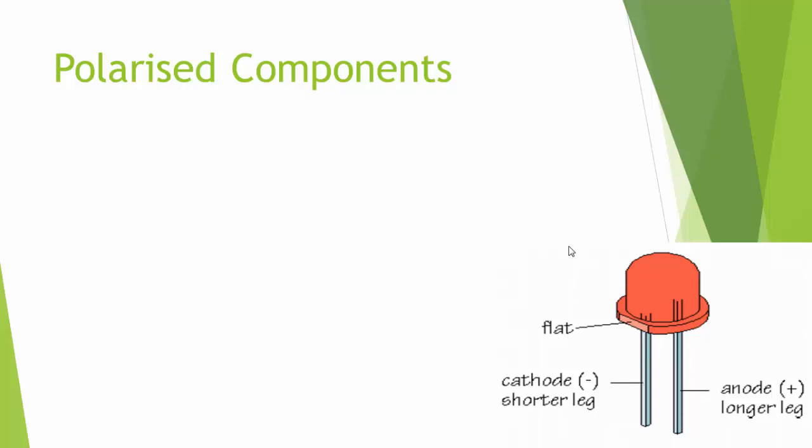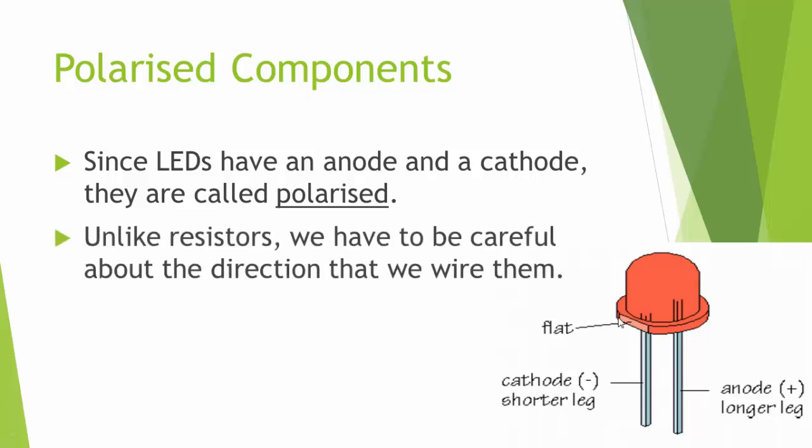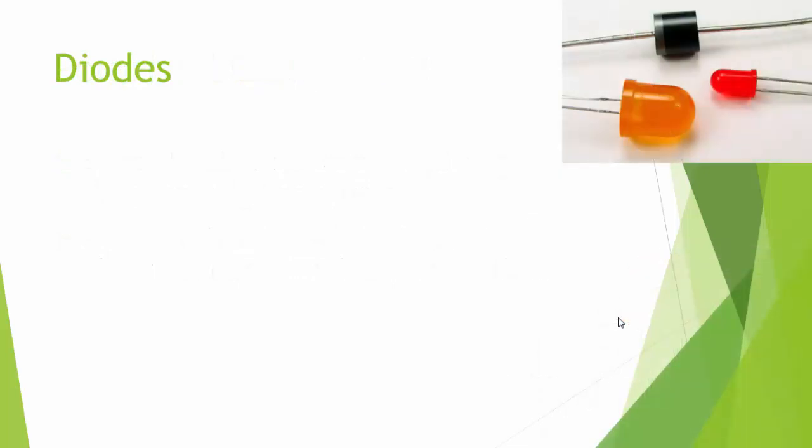So this leads us to the idea of what's called a polarized component. LEDs have an anode and a cathode, the anode being the positive. Notice that it's the longer leg of our LED. Our negative cathode is the shorter leg. If you have very sharp eyes, you'll notice there's also a flat spot on the plastic here. So components that have an anode and a cathode are called polarized. And whereas with resistors, we can simply slap them into our circuit, not worrying about which direction the current's flowing, we have to be more careful with our polarized components.